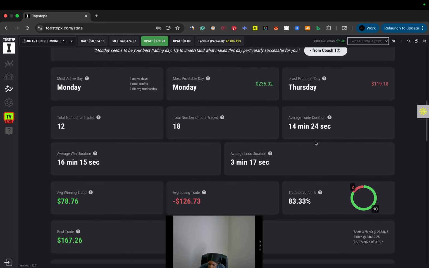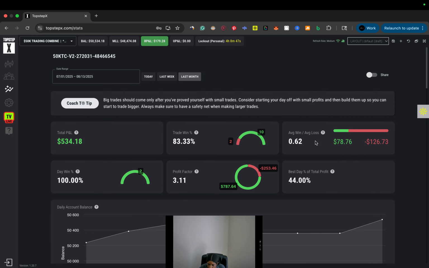I'm very impressed with the Top Step X platform. I really like it. I think it's very conducive for scalpers and maybe intraday traders, and I definitely like scalping on this. My plan is to scalp with Top Step X and to swing trade on my own personal account, so that we can get the bills paid.